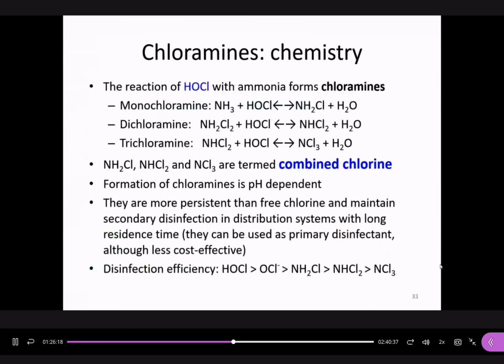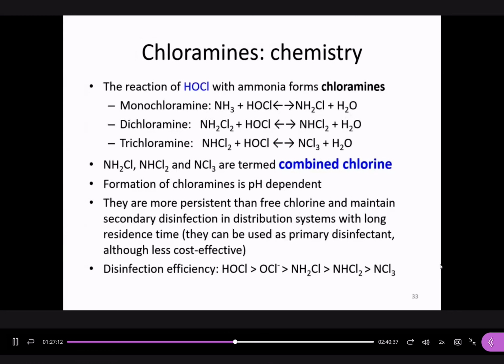Second type is chloramine. The reaction of hypochlorous acid with ammonia forms chloramine. We have monochloramine, mono means 1, right? Dichloramine, di means 2. Trichloramine, tri means 3. 1 chlorine, 2, 3. So these are chloramines, and they're termed combined chlorine. So free chlorine, combined chlorine, or chloramine. Okay, remember these concepts: free, combined.